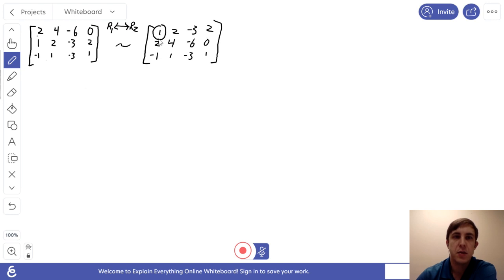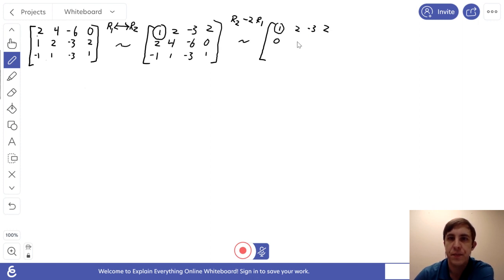So to make that 2 below it into a 0, we can take that row 2 and we can subtract off 2 row 1s. That'll make that 2 in the first column into a 0. So our first row is going to stay the same. Our second row, we're going to have a 0, also a 0, also a 0. Now we'll subtract off 2 times 2, so that gives us a negative 4. And our third row will remain the same, negative 1, 1, negative 3, 1.